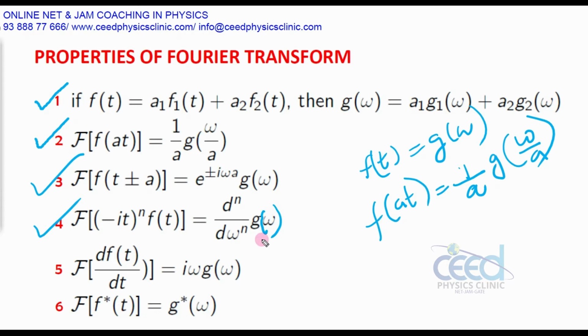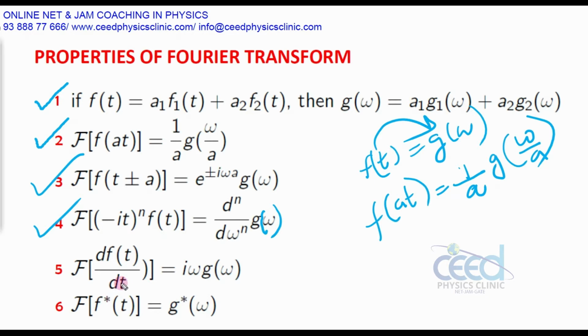What is g of omega? G of omega is the Fourier transform of f of t. So in terms of the Fourier transform of f of t, we are expressing the change that comes on the left side. That's all we are doing.